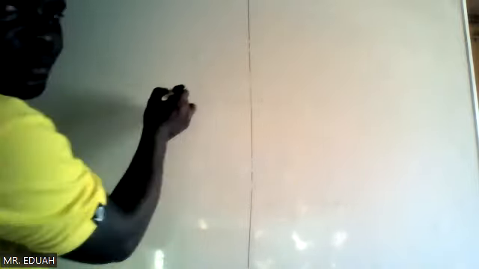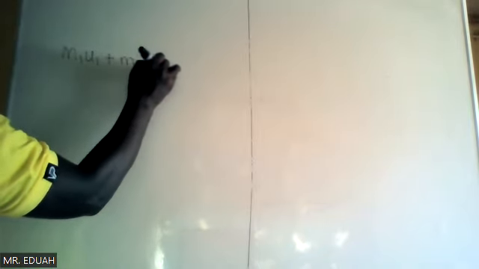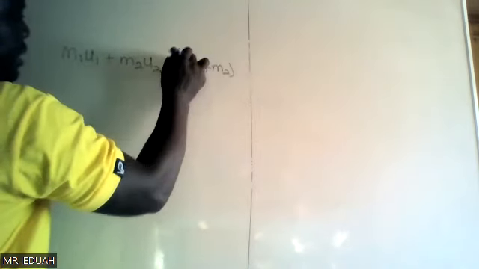If the bodies are moving in the same direction, then, I earlier told you that once they are moving with a common velocity, it means this is a perfectly inelastic collision. So the equation to that effect becomes m1 u1 plus m2 u2 is equal to m1 plus m2 times v.